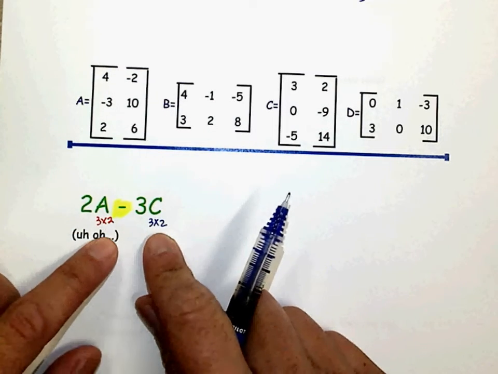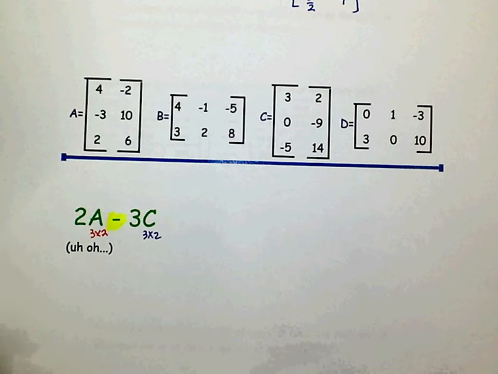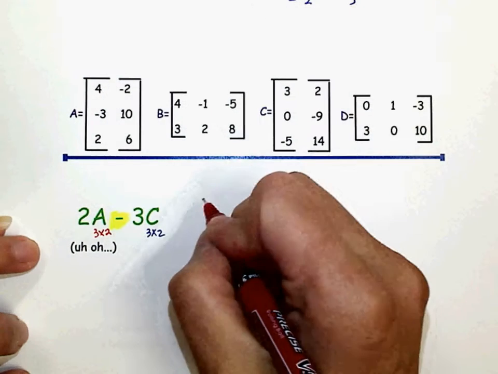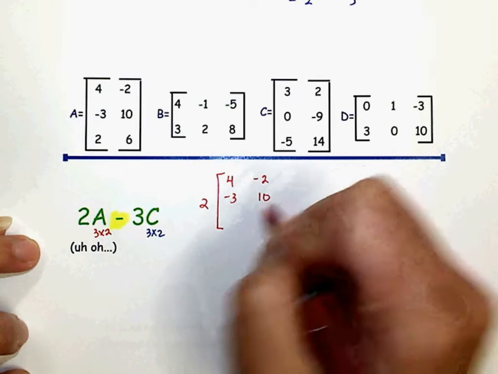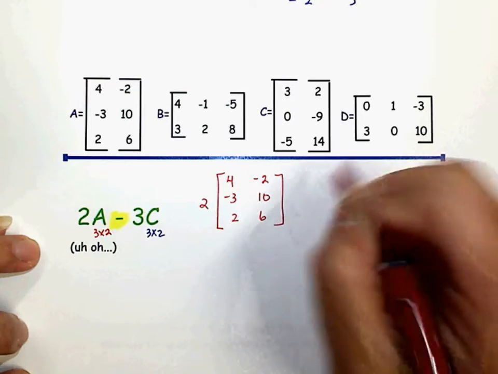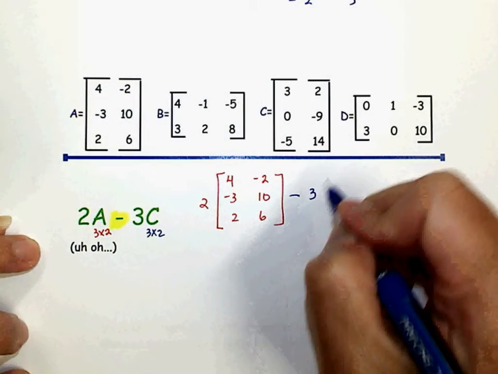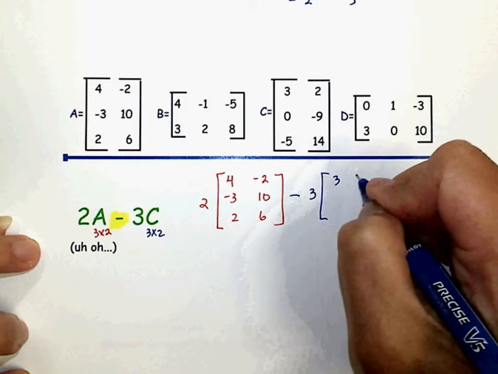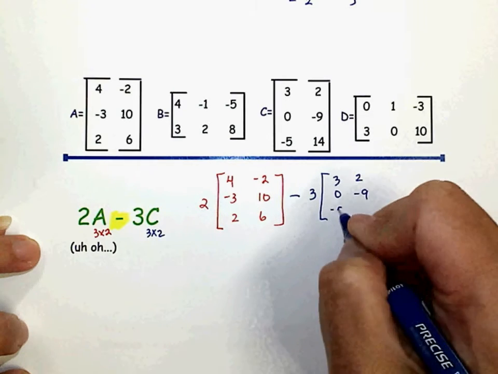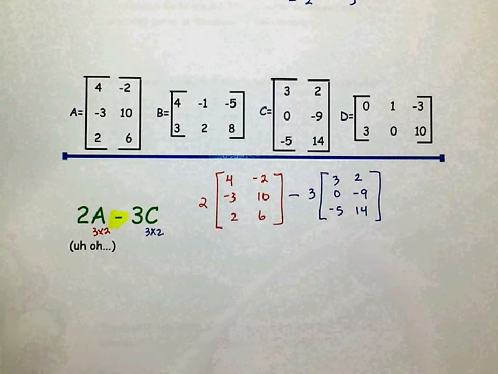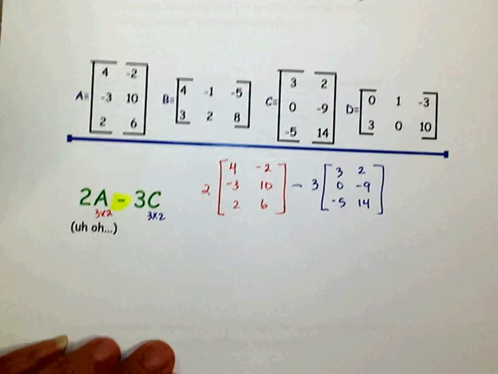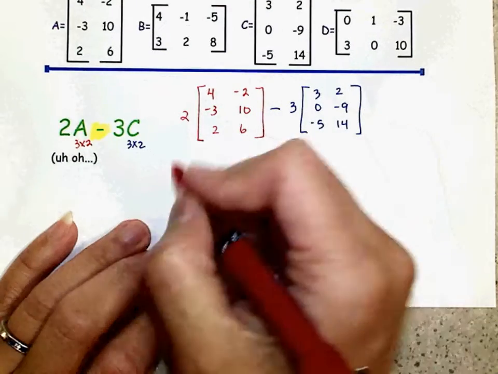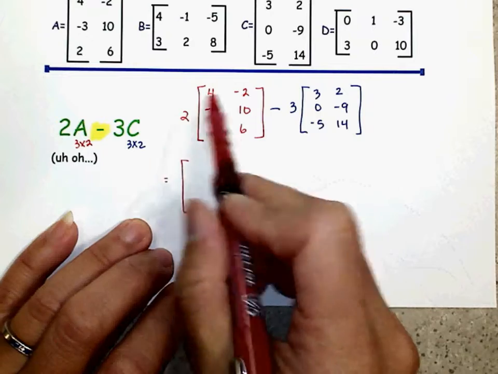So let's start off with 2 times your A: 4, negative 2, negative 3, 10, 2, and 6. Minus 3 times your C: 3, 2, 0, negative 9, negative 5, and 14. All right, now that you've got all that, let's finish the work. Here we go. I'm going to do this one in red. I'm going to distribute my 2. I'm going to skip the step that I showed you up here. Ready?